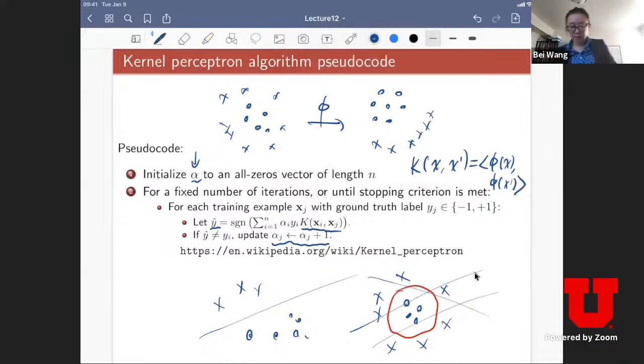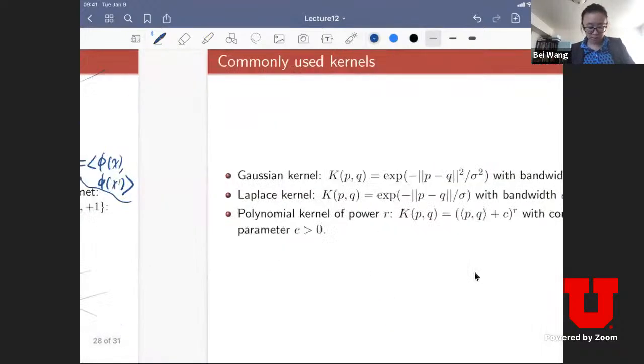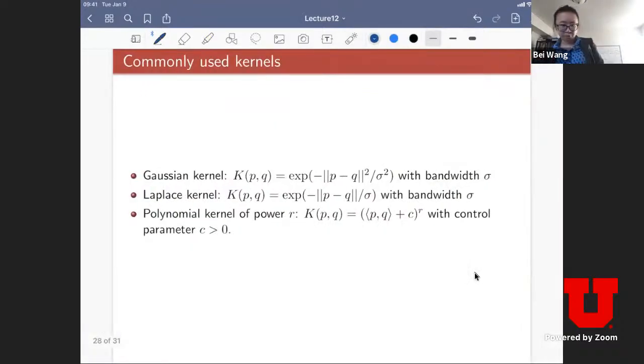Once you have a kernel that satisfies this condition, in your original data space the data is not linearly separable, but if you choose the right kernel, all of a sudden they become linearly separable. We're going to see an example soon, but first, what are some commonly used kernels? I'll give you a few of them.